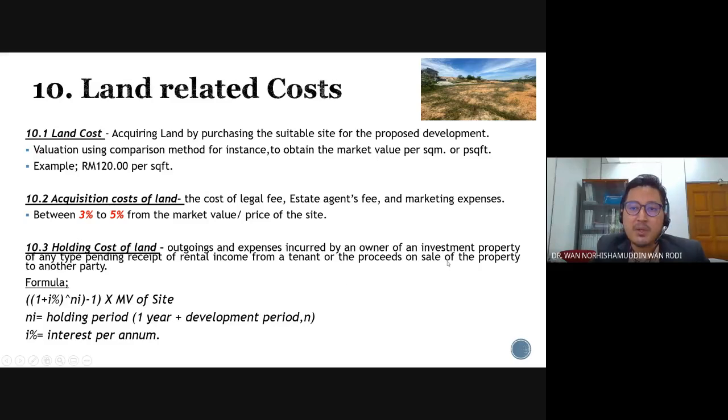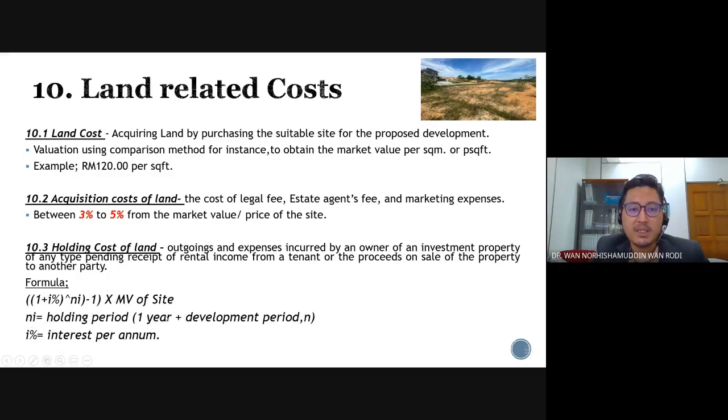Or proceed on the sales of the property to another party. So the formula to estimate the holding cost of land: you use the amount of $1, (1 plus i percent) to the power of n minus 1, and then you multiply with the market value of the site, or the land cost that you have calculated at the 10.1.